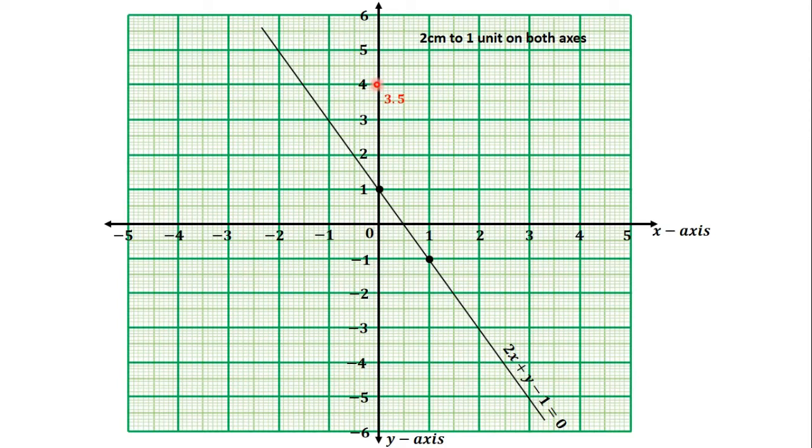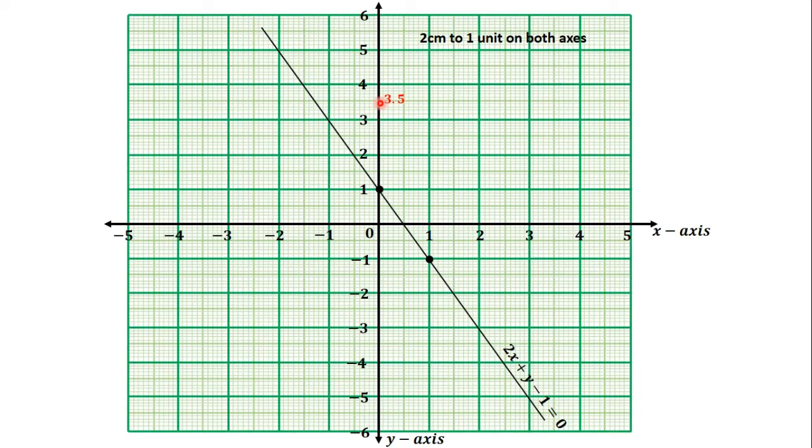Now, if each division is 0.1, then from 3, we have to count 5 divisions in order to get 3.5. So from 3 to the first division will give us 3.1. The second division will give us 3.2. The third one will give us 3.3. The fourth one will give us 3.4. And the fifth one will give us 3.5. So that is how I got 3.5.